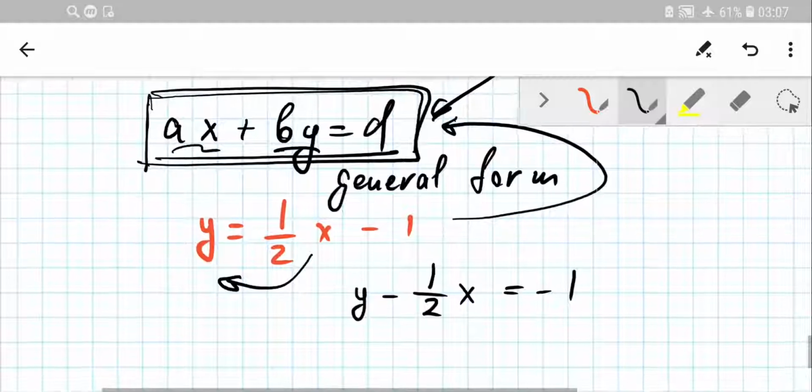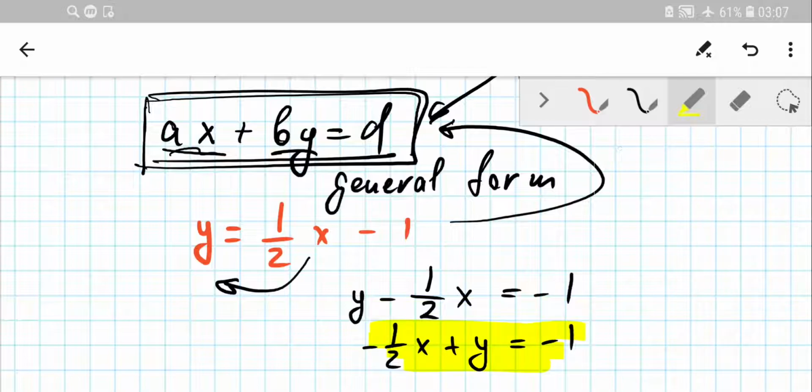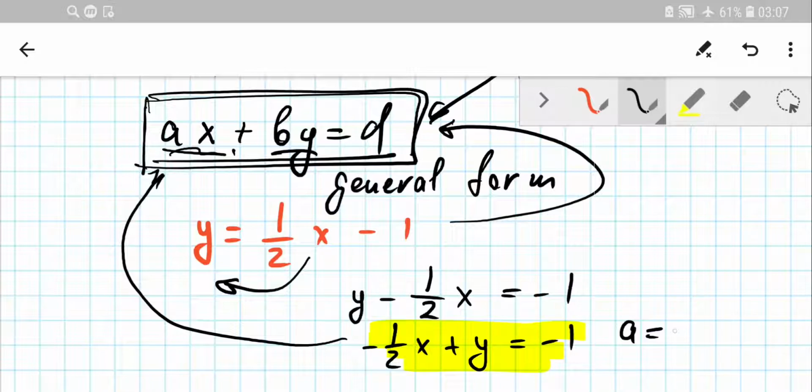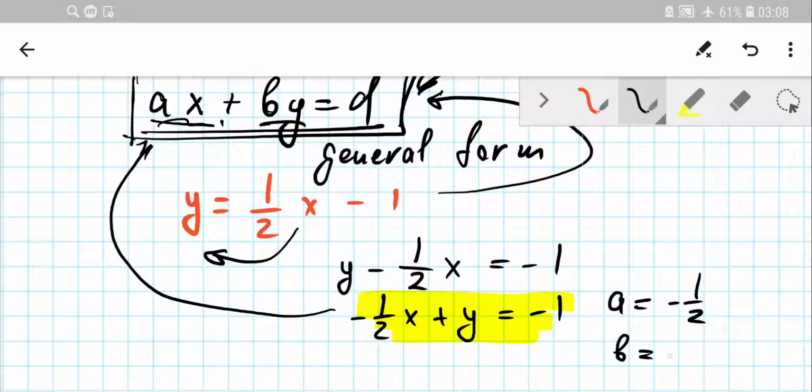Is it enough? Actually, yes. Better, you can rewrite it so that the first term is ax, in this manner. Why is it enough? Because you actually got this structure, this form. From here you can say that a is negative 1 over 2, the coefficient before y is b, it's just 1, right? And d is negative 1.